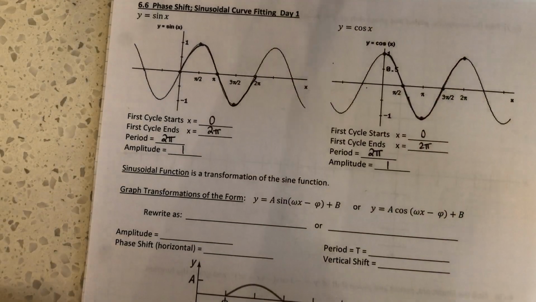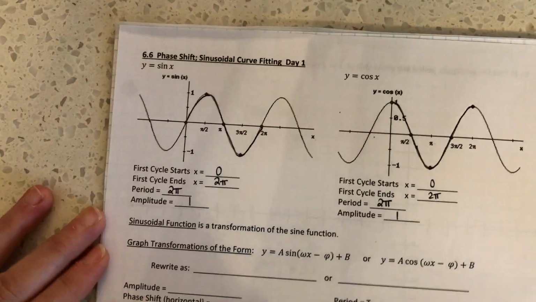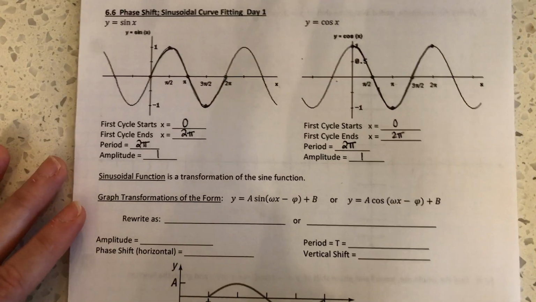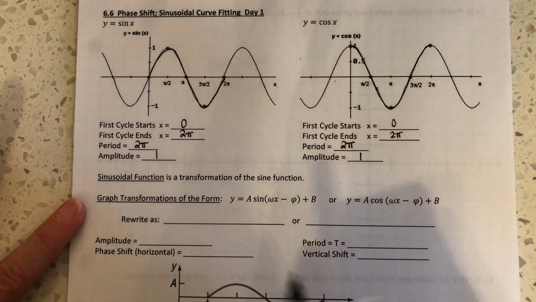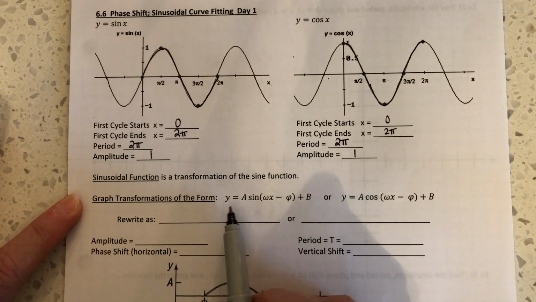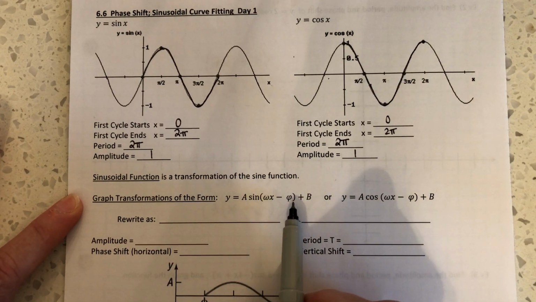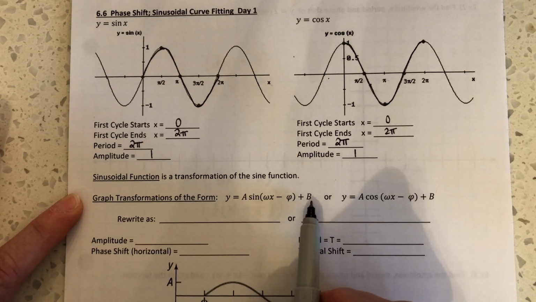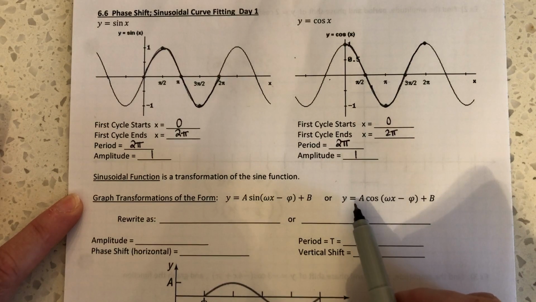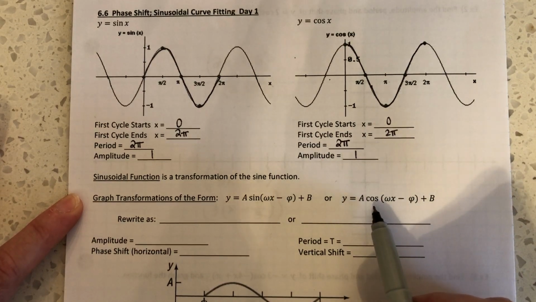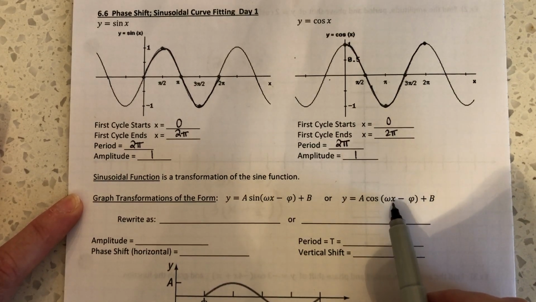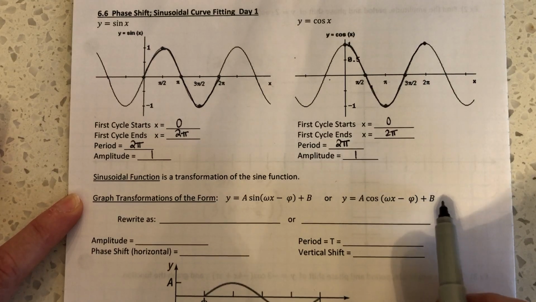Okay, all right, so here we go. We are going to graph transformations of sine and cosine functions that are going to be in this form. Y equals A times the sine of omega x minus, this is the Greek letter phi, P-H-I, and then plus beta. Or y equals A times the cosine of omega times x minus phi, and then plus beta.